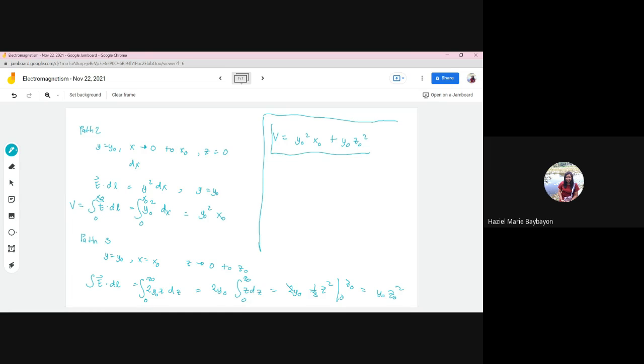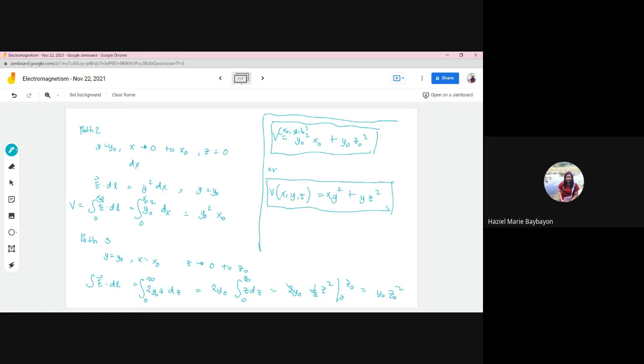Okay, so this is our potential as a function of x naught, y naught, z naught. Or we can generalize this as V as a function of x, y, z, equal to xy squared plus yz squared. Okay, so this is our potential, and then we are asked to check.